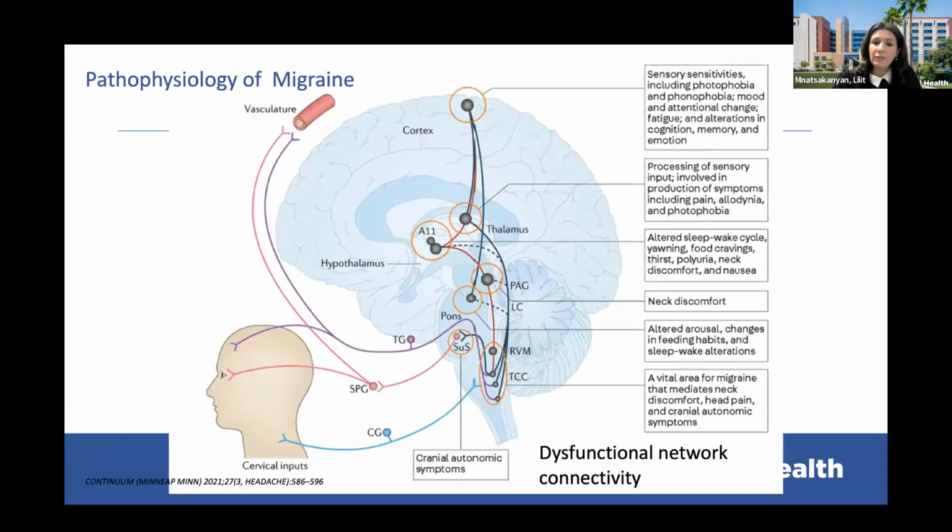Migraine pathophysiology is quite complex and not very well understood, but what we do know by now is that it is considered a problem of dysfunctional network connectivity. It's a central, genetically determined, inherited disorder. The main structures involved in migraine pathophysiology are different parts of the cerebral hemisphere and brainstem, in addition to the dura and vessels, based on the trigeminovascular system and its network connectivity.